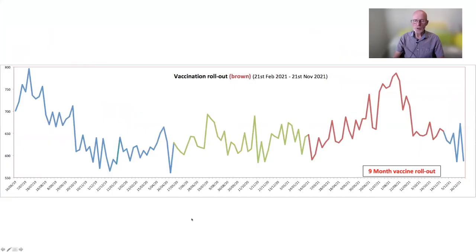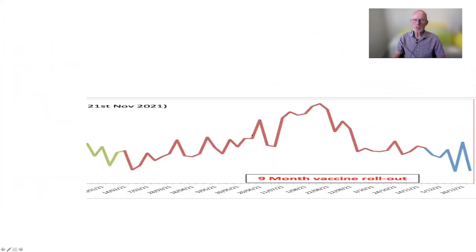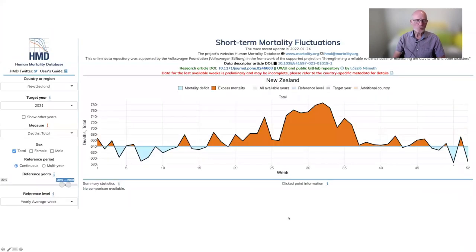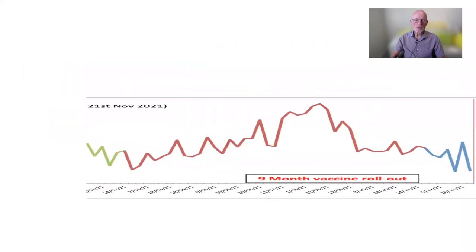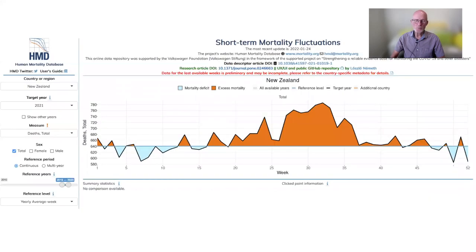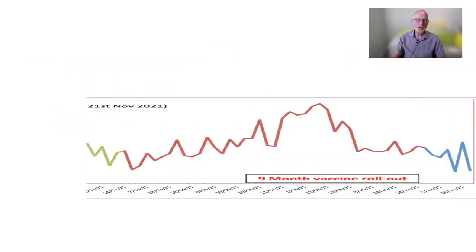So this is one of my earlier graphs, and what I'm going to do now is pull out this part, just the 9-month part of the graph. And you can see you get a graph that looks like that. And then if you go to this website, you'll find that it's got a graph that looks, what I would say, identical. And that's not surprising, because we've both used the same data.